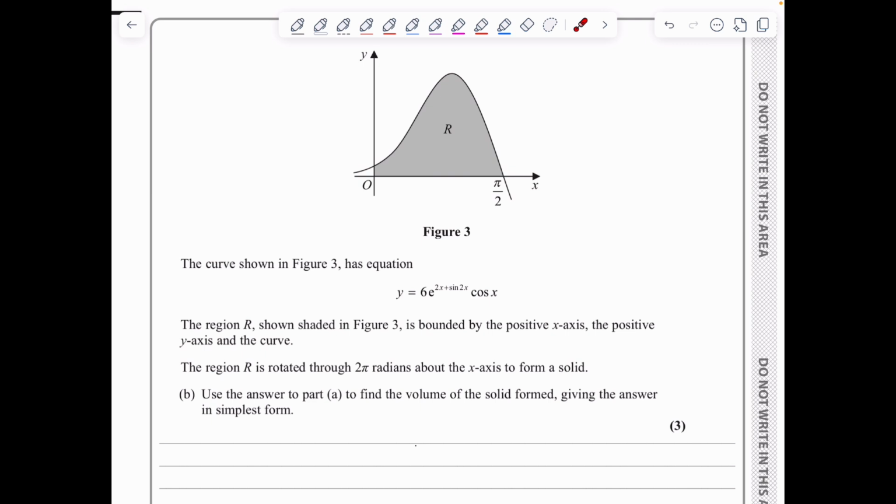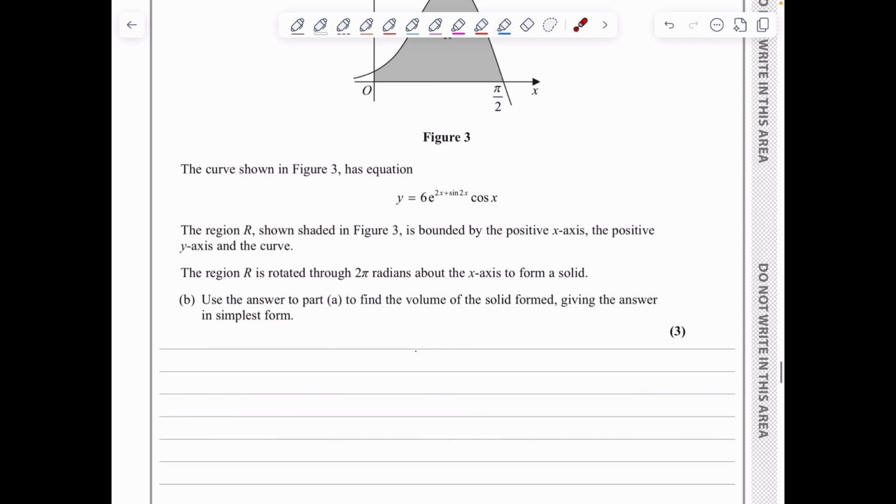We are then told that the region R, shown shaded here, is bounded above by the curve. It's bounded by the x-axis and the y-axis, and it's rotated through 2 pi radians about the x-axis to form a solid, and we need to determine the volume of the solid form, giving our answer in simplest form.